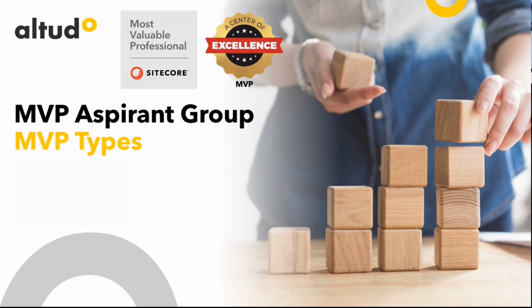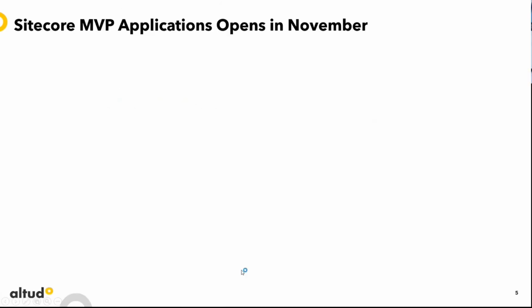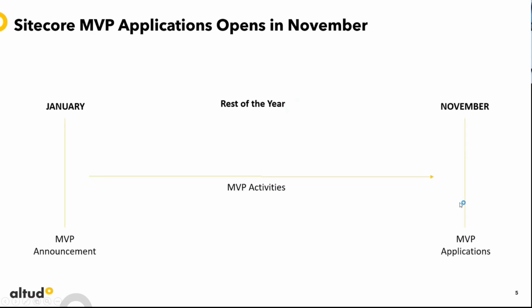Today we will speak in detail about each of the three MVP types available in Sitecore. So let's get started. As you guys know, the MVP applications are going to open in November. Sitecore opens the MVP applications, so we have the whole month of November until the last minute to deliver something.